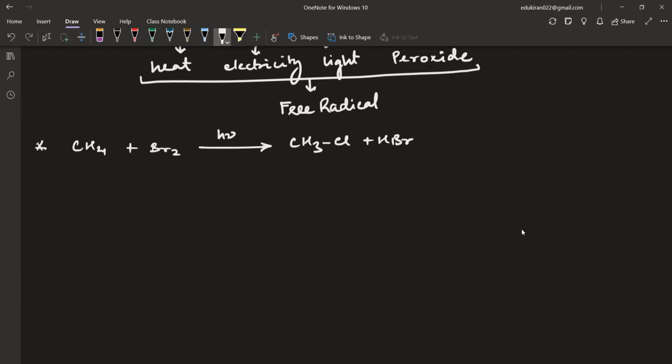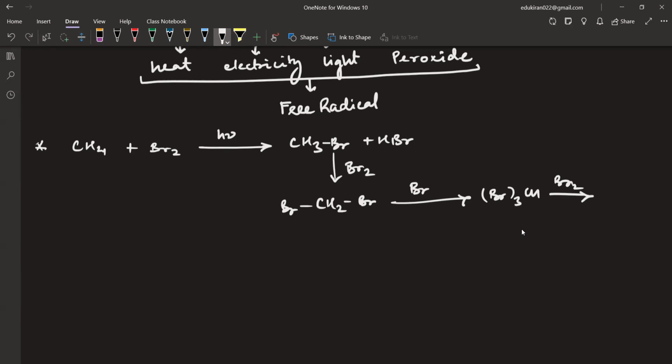Now HBr is not of much importance, but further we can see that this CH3Br can further react with Br2. If there is some Br2 left in the container, it will again react with CH3Br and you will get CH2Br2. If there is some more Br2 left, then you will be getting CHBr3. If there is more remaining, then what will you get?